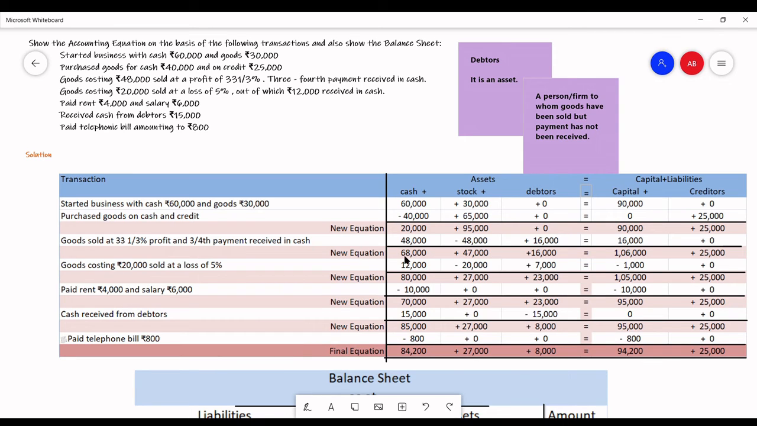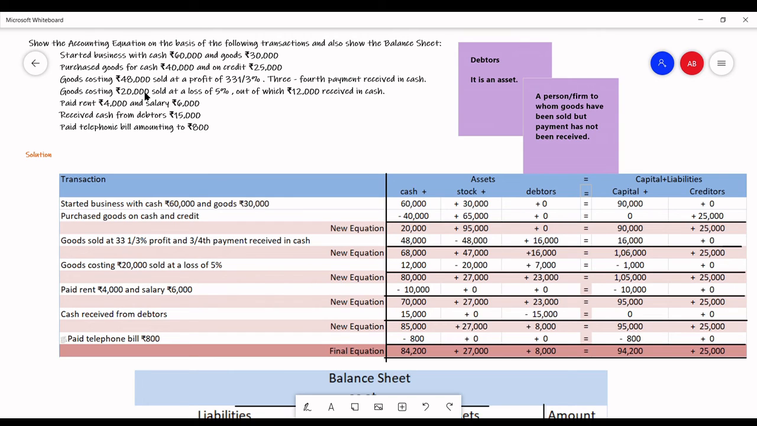The total stands at cash 68,000, stock 47,000, debtors 16,000, capital of 1,06,000, and creditors 25,000. After drawing up the new equation, I'll move on to my next transaction. My transaction reads as goods costing 20,000 sold at a loss of 5%. So now again I'm selling my goods, so my stock is going to reduce by 20,000. And I have sold these goods at a 5% loss.